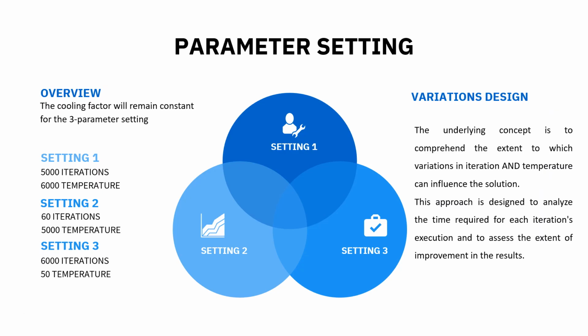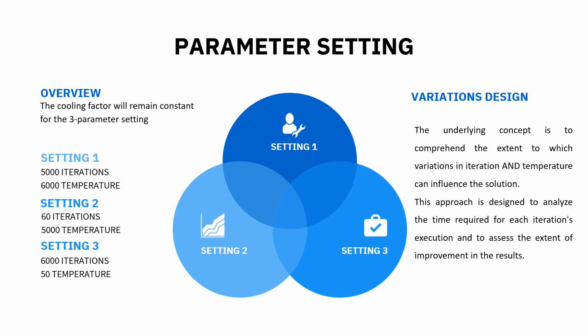Okay, let's look into the parameter setting. Interestingly, with simulated annealing, I will look into two different sets of parameters or variables. The cooling factor for simulated annealing will remain constant for all three parameter settings. My setting one will have 5,000 iterations with 6,000 initial temperature. My setting number two will have a lower number of iterations, which is just 60 with 5,000 temperature. While my setting number three will have a different variation, where I'm putting a higher number in iterations, 6,000 iterations and 50 temperature.